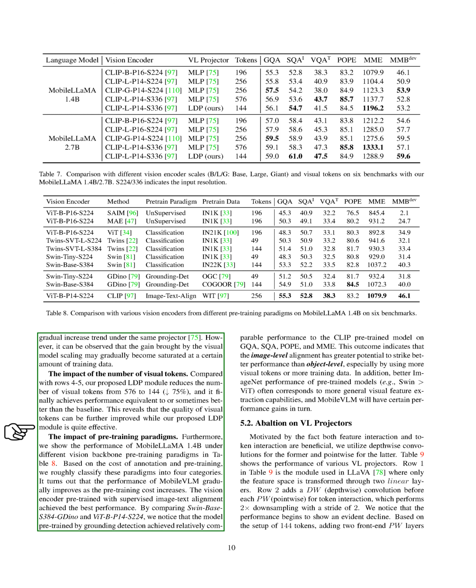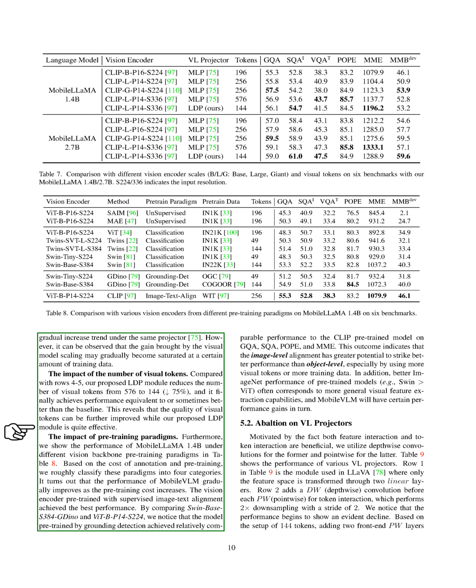Thirdly, we evaluated the performance of our model under different pre-training paradigms. We found that the performance improved as the cost of pre-training increased. The best results were achieved when the vision encoder was pre-trained with supervised image-text alignment. Interestingly, we found that models pre-trained by grounding detection performed comparably to those pre-trained using the CLIP method on several benchmarks. This suggests that aligning at the image level could potentially yield better results than object-level alignment, especially when using more visual tokens or more training data.